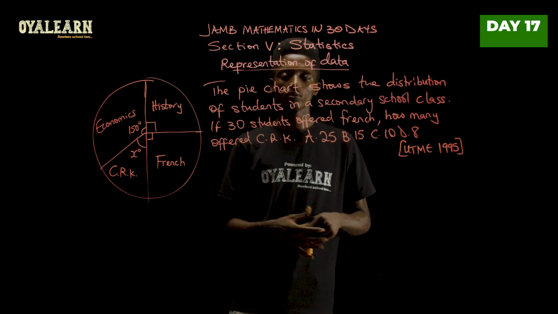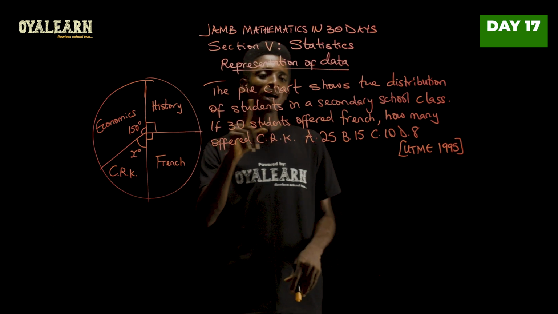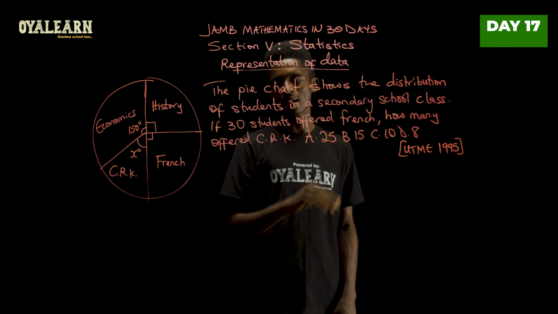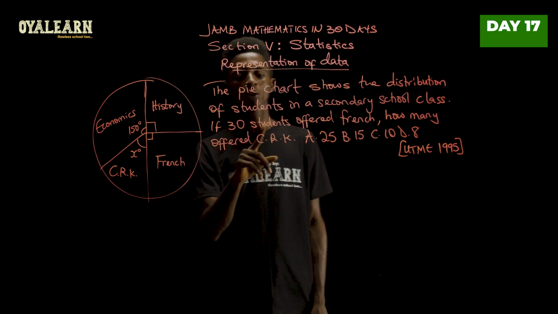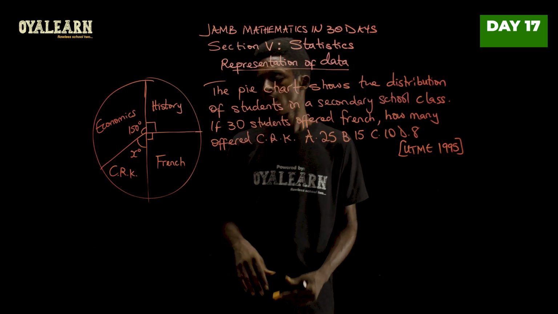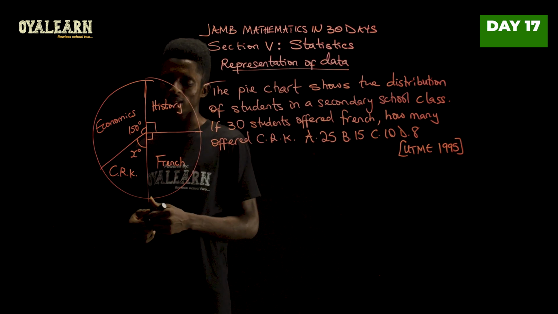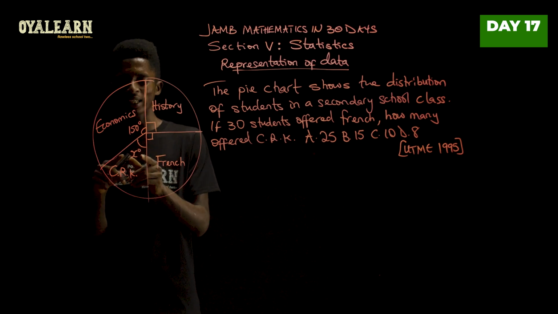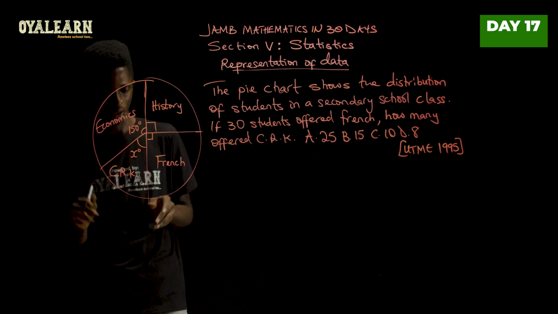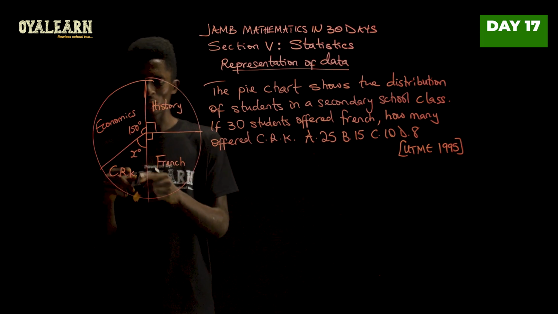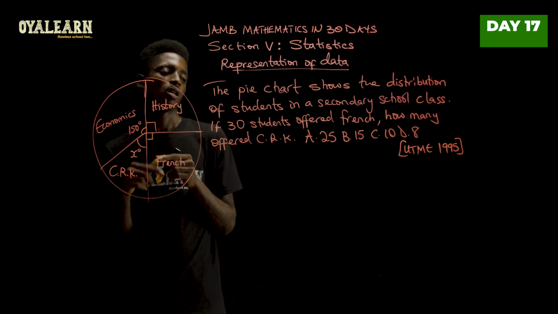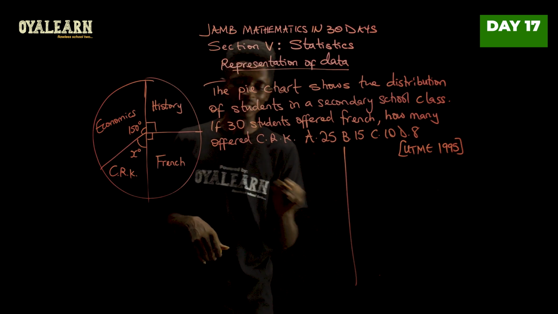This question from 1995 says, the bar chart shows the distribution of students in a secondary school class. We're told that if 30 students offered French, how many offered CRK? Okay, now one thing we want to do first is we'll have to find the value of x here before we can even solve for CRK at all. And before we can find x, we also need the total number of students, so we need to solve that part for French.